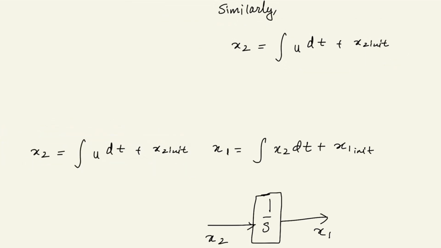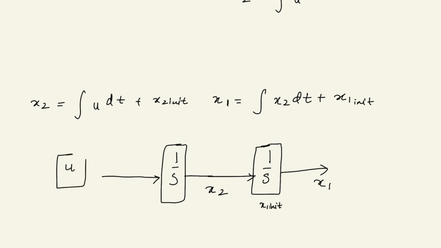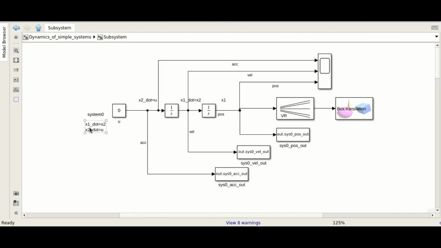Thus we will take another integration block with the input of it will be the input u and the output of it will be x2 and we will connect it. All the initial conditions can be set in the block itself. So this Simulink block diagram representation is equivalent to the differential equation of the system. Now we will move on to the Simulink. In the Simulink you can see that we have represented the same.